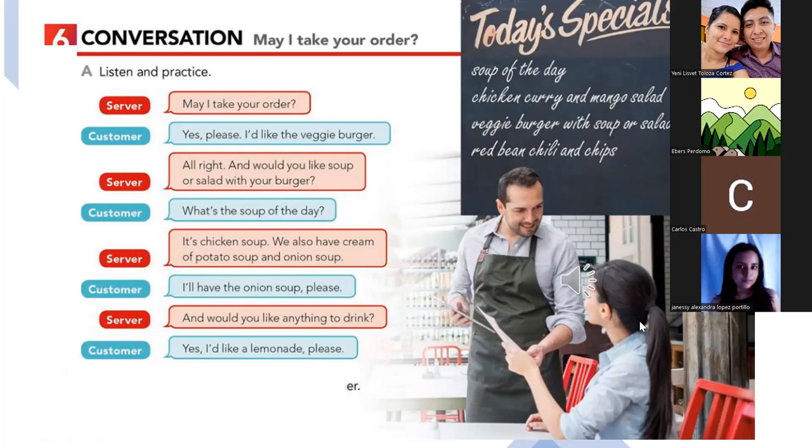All right. And would you like soup or salad with your burger? What's the soup of today? It's chicken soup. We also have cream of potato soup and onion soup. I'll have the onion soup, please.